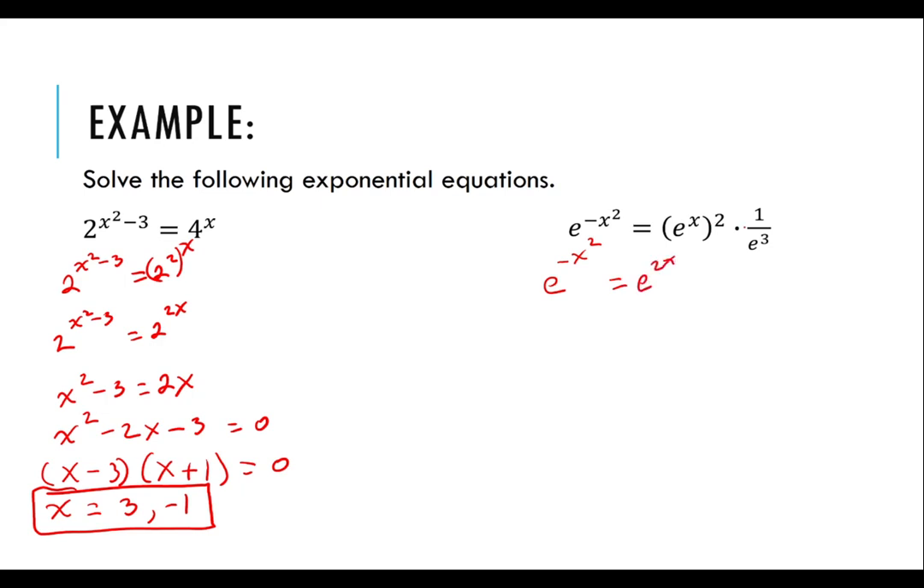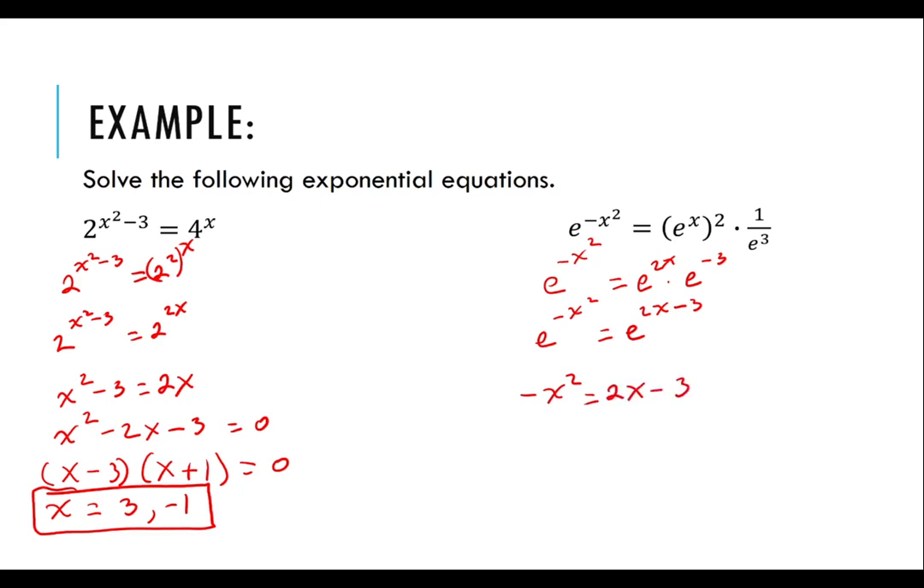Then, if I want to get e cubed to have something that I can multiply times e to the 2x, that is e to the negative third, using power rules. Then I have a product here, e to the 2x times e to the negative third, that's addition. So then I get e to the negative x squared is equal to e to the 2x plus negative 3, or minus 3, which then I have matching bases. So this is negative x squared is equal to 2x minus 3.